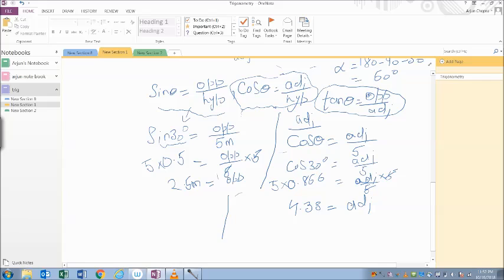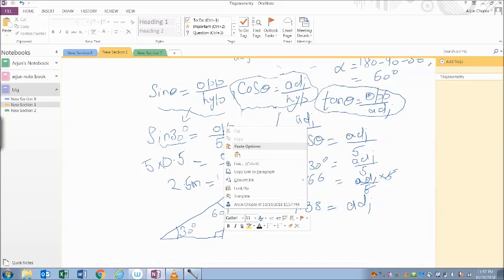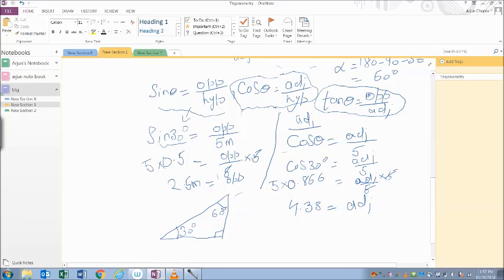I'm going to draw it again over here. So this is a right angle triangle, and this angle over here was 30 degrees, given to me. I was able to figure out this angle as 60 degrees, and then this side is 5 meters, given to me. So this side came out to be 2.5 meters, and this side came out to be 4.33 meters.